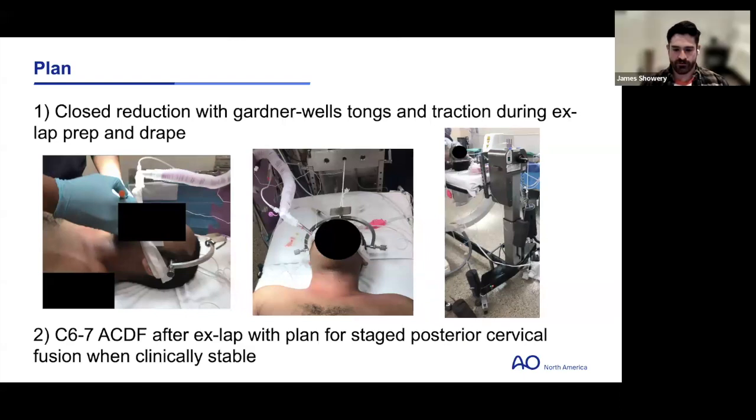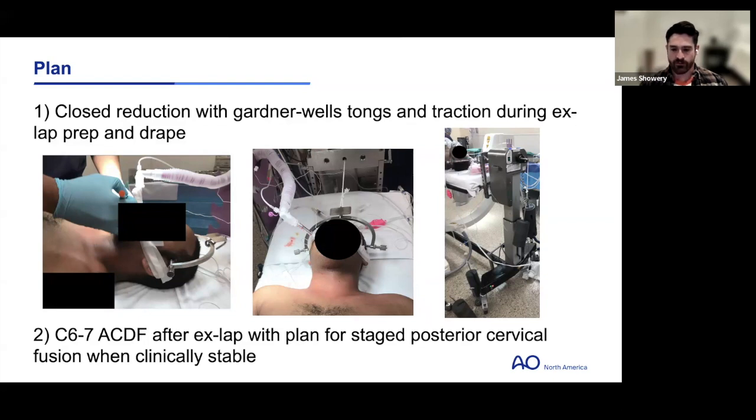These aren't pictures of this patient in particular, but just pictures of this procedure. For this patient, we applied the Gardner-Wells tongs and traction to make sure the neck stayed in a relatively reduced position during the X-lap. While they were prepping and draping for the X-lap, we put on a little bit of traction, checked it, made sure the neck was in a good position and not dislocated, and then waited for them to finish, and then proceeded to fix it with a C6-7 ACDF with plans for posterior stabilization when they were clinically stable.